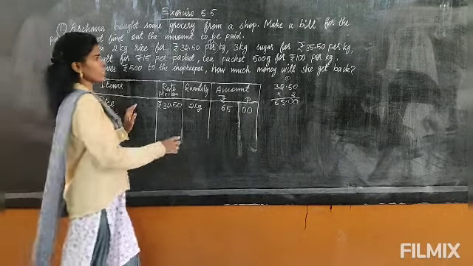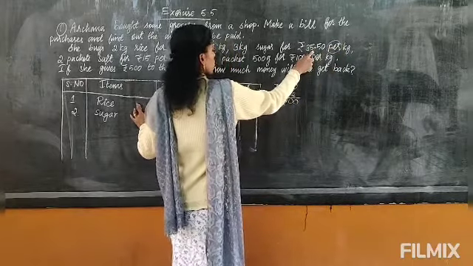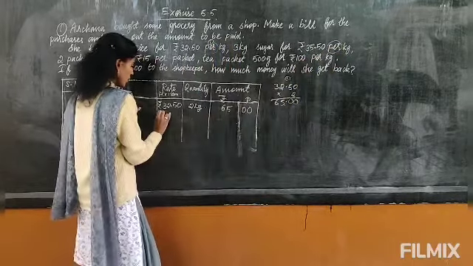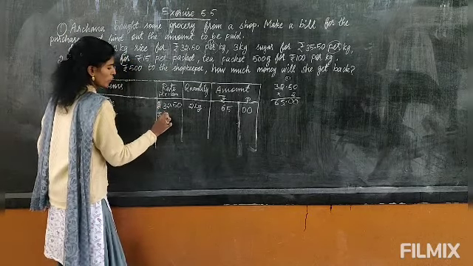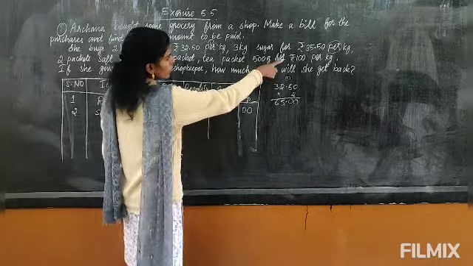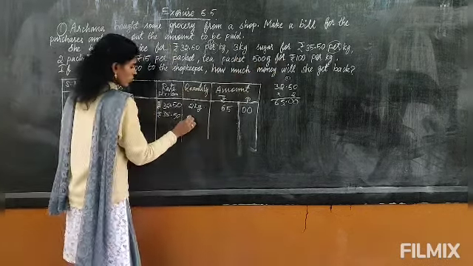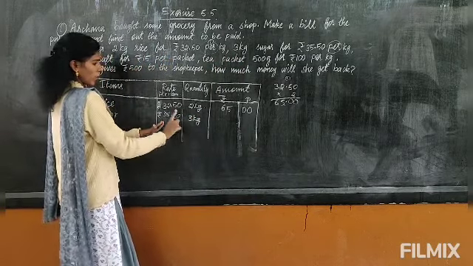And here per kg is how much? Per kg is given, no? So per kg is 1 kg. So 1 kg is 35 rupees and 50 paise. And she is buying how many? 3 kg of sugar.